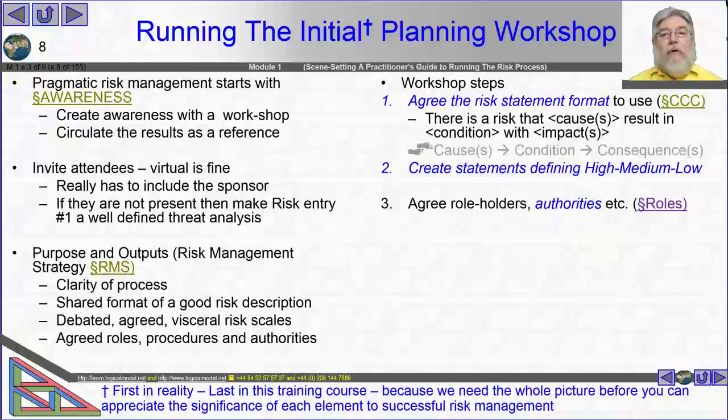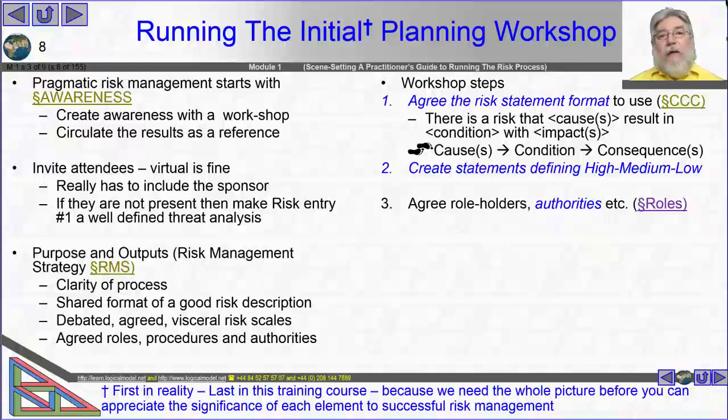So what we're going to end up with: causes leading to a condition having consequences, and the plurals are important here, and you've got a decision to make about how you're going to record your risks. And this is my recommended approach, which is for each condition we consider that to be a risk, and then we consider the multiple causes that could give rise to it and the multiple consequences that flow from it.